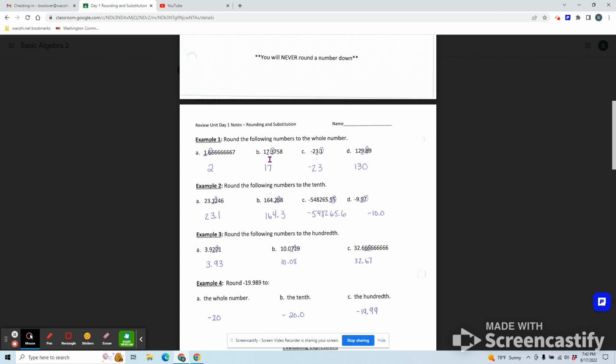And then over here, I've got 17. There's a decimal. I look to the right of that 7. It's a 3. No, that's not 5 or higher, so it stays where it is. Same idea for the other 2.